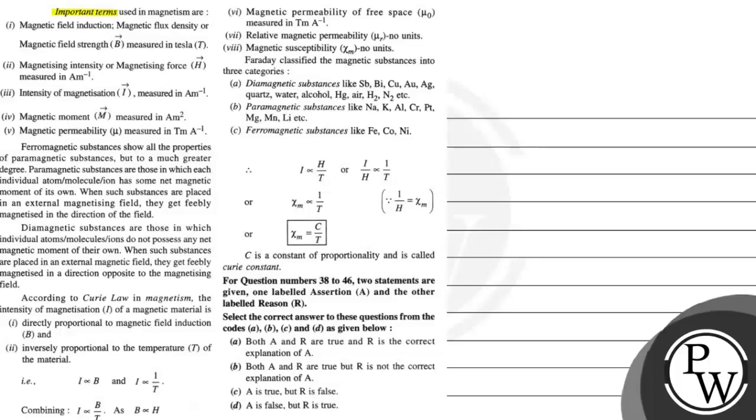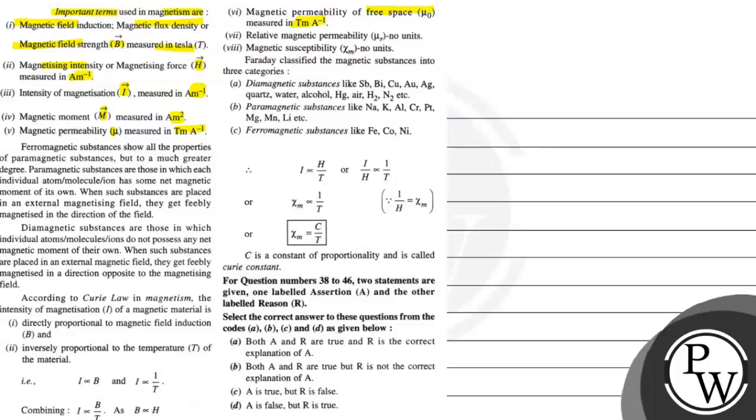It says the important terms used in magnetism are: magnetic field induction, magnetic flux density or magnetic field strength B, measured in Tesla; magnetic intensity or magnetizing force H vector, measured in ampere per meter; intensity of magnetization I vector, measured in ampere per meter; and the magnetic moment, measured in ampere meter square. The magnetic permeability is measured in Tesla meter per ampere. Magnetic permeability of free space is also measured in Tesla meter per ampere.